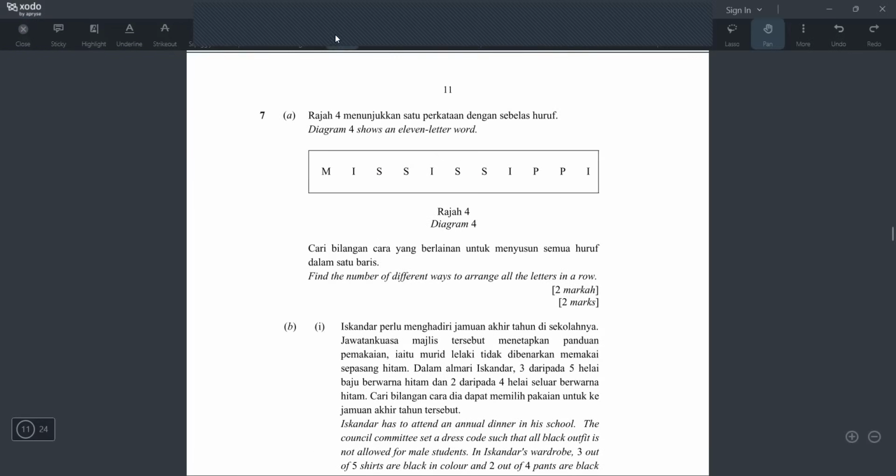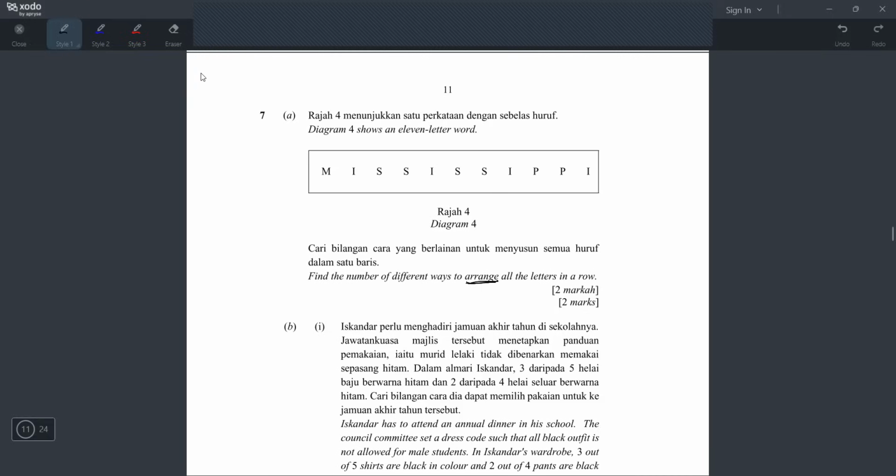Okay, let's continue with number 7. I think this is permutation and combination. Diagram 4 shows an 11-letter word. So Mississippi, 11 letters. And then question A says find the number of different ways to arrange. So the keyword here is arrange. So we have to use permutation, all the letters in a row.